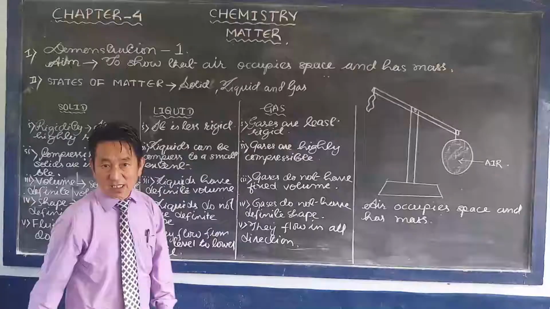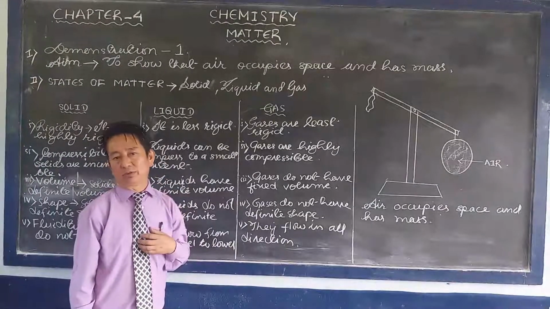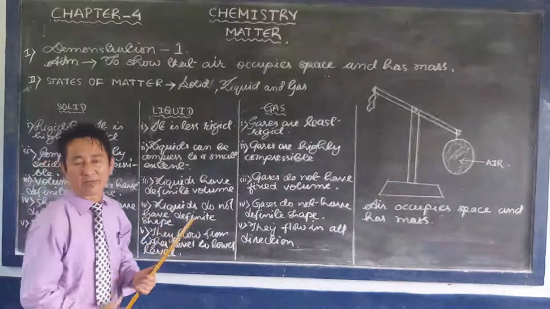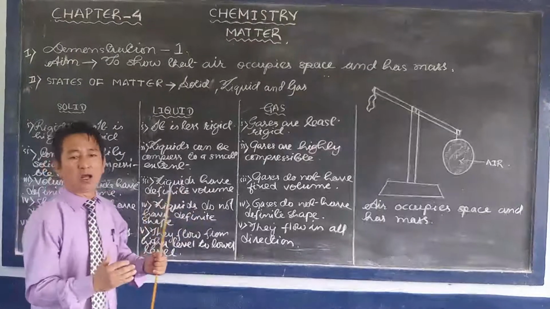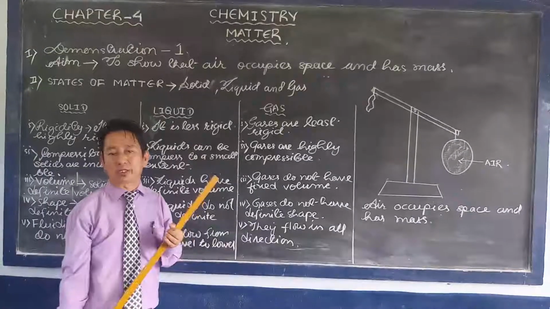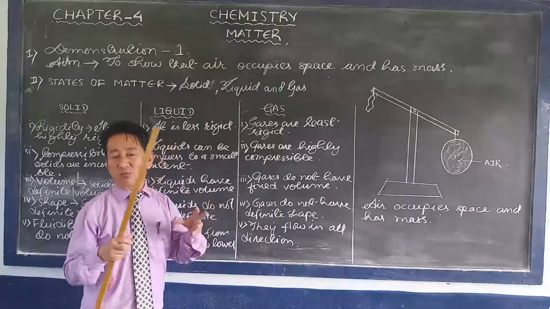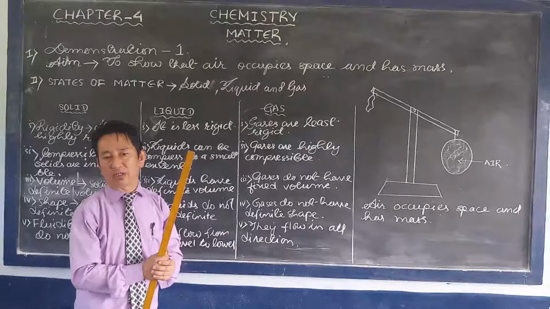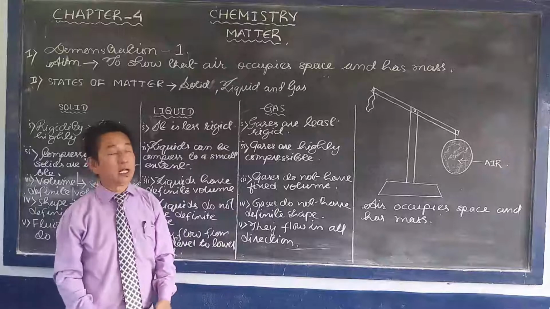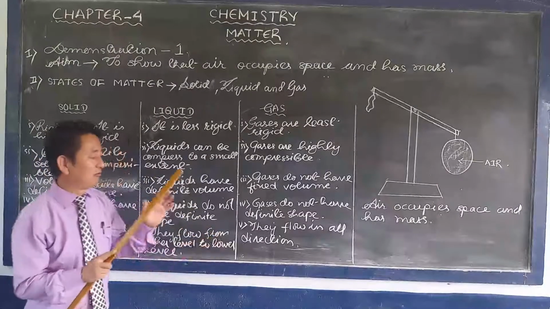Similarly, gases do not have definite volume. They neither have definite volume nor definite shape, because in gases, molecules are loosely packed, and molecules or particles are far apart from each other. There are maximum intermolecular spaces, and these particles cannot attract each other, and they are free to move in all directions. That is why gases neither have definite shape nor definite volume.